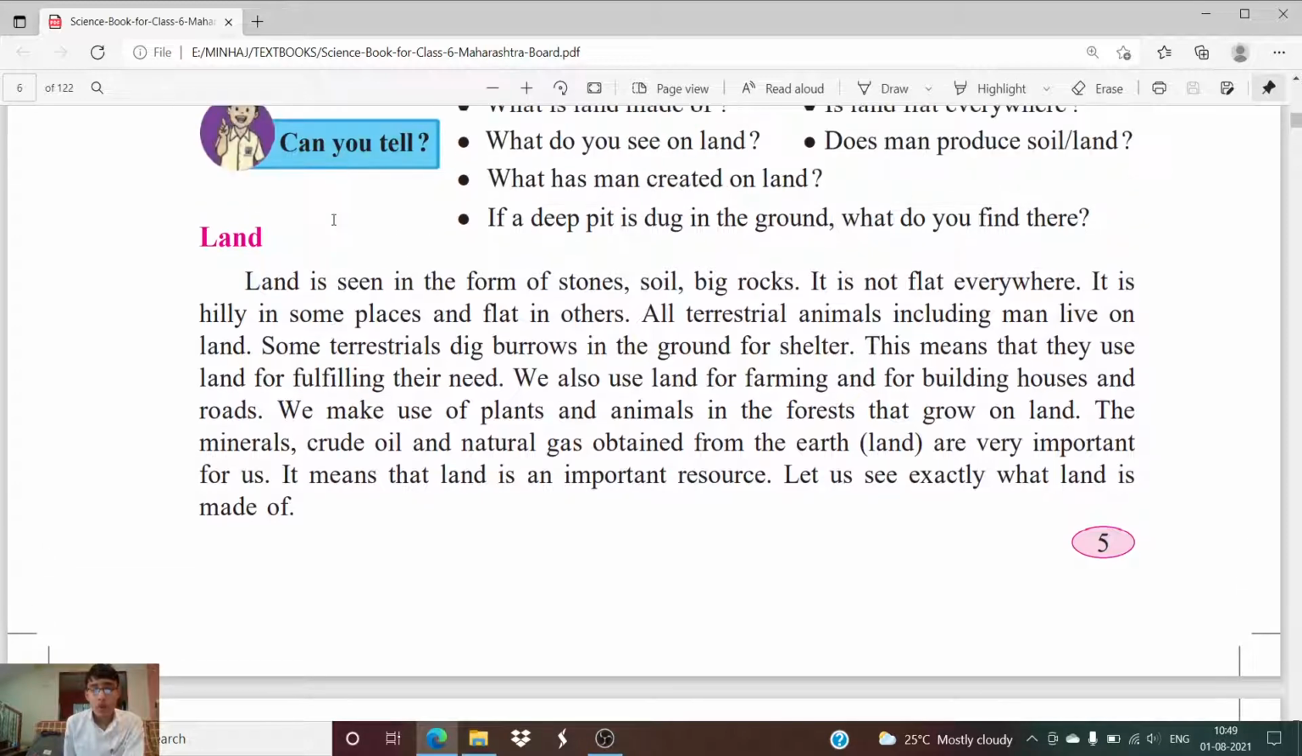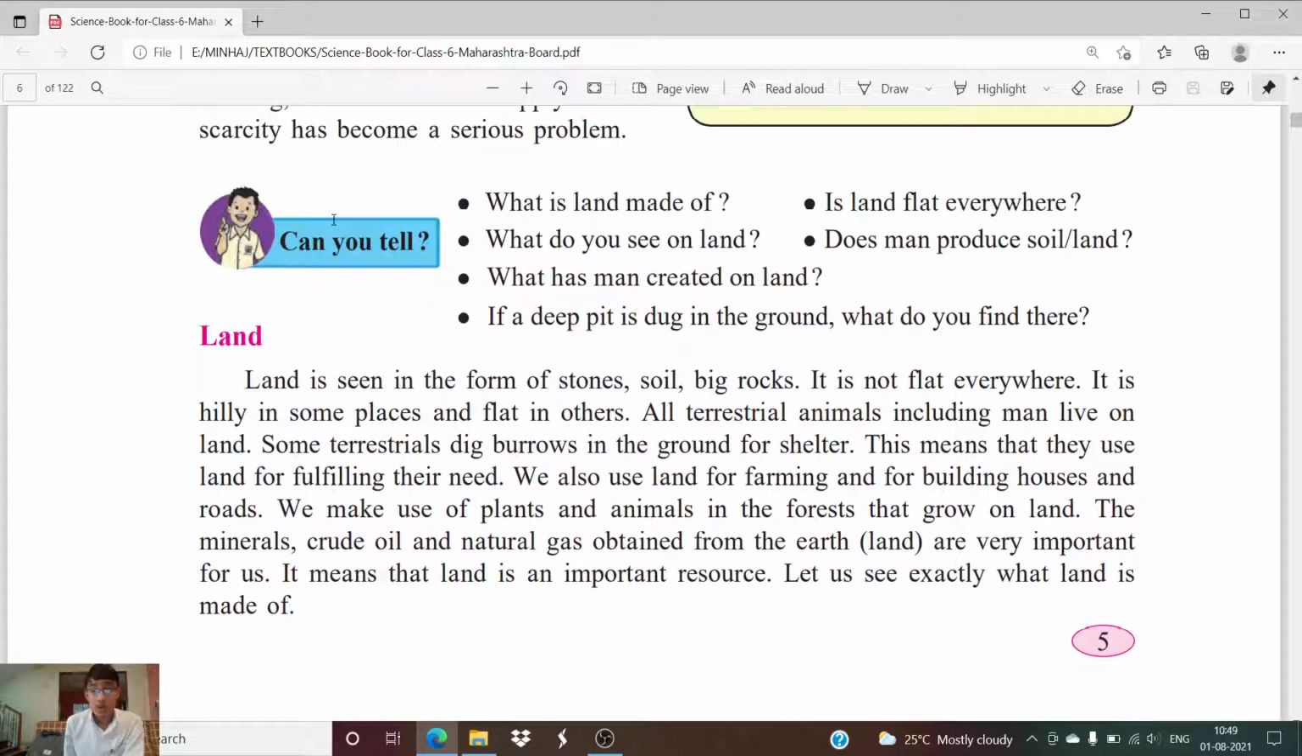Before going to the topic, let us see some questions. What is land made up of? Land किससे बना है, जमीन किससे बनी है? सो हमारा आंसर क्या होगा कि जमीन मिट्टी से बनी है. तो मिट्टी क्या है? What is soil? Land is made up of soil, rocks, boulders. You will see types of mountains, types of plains and plateaus.